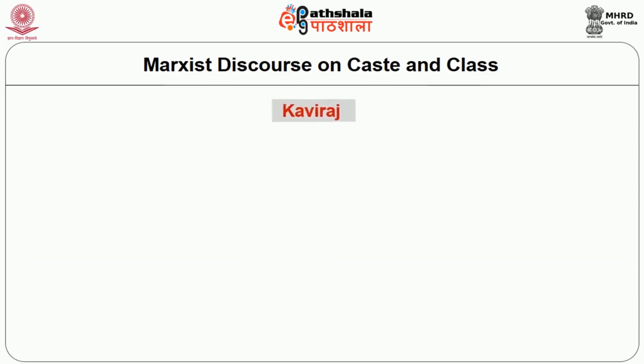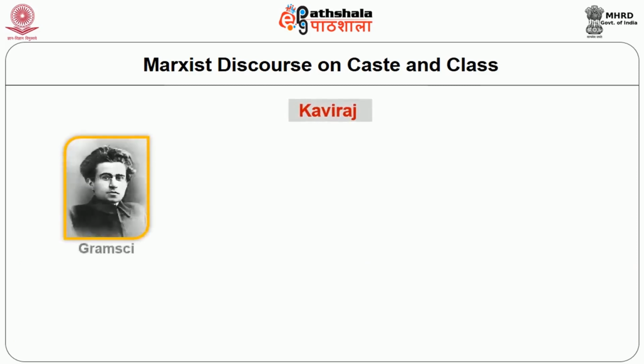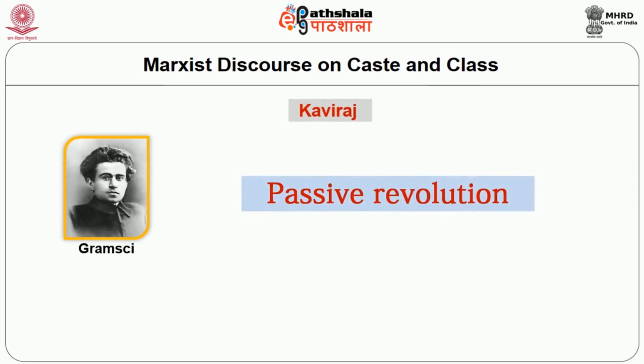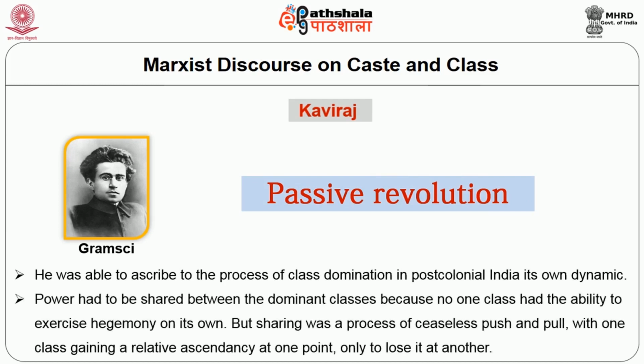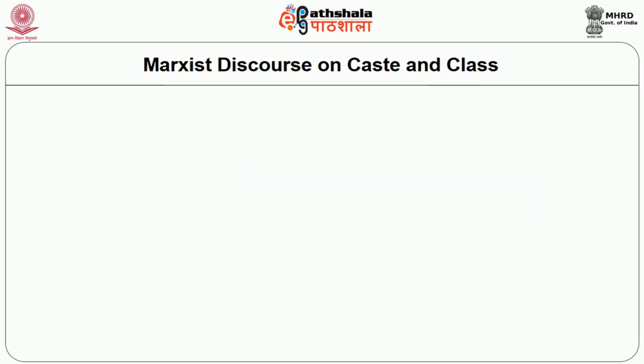The dominant class coalition model was employed by Kaviraj, in which, by using Gramsci's idea of the passive revolution as a blocked dialectic, he was able to ascribe to the process of class domination in post-colonial India its own dynamic. Power had to be shared between the dominant classes because no one class had the ability to exercise hegemony on its own. But sharing was a process of ceaseless push and pull, with one class gaining a relative ascendancy at one point only to lose it at another.